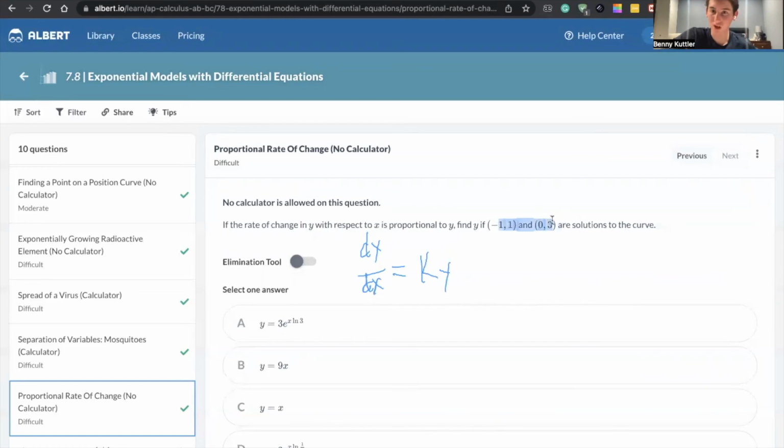So we have these 2 initial conditions or solutions to the curve, which we're going to be able to use in a second. But first we want to get this in terms of y.